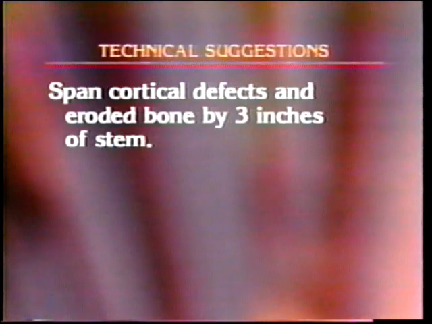One should span cortical defects in eroded bone by the prosthetic device. We've used 3 inches. That's certainly not a hard and fast rule. Another rule is 3 times the distance of the endosteal diameter. Whatever rule that you use, one has to span a major defect by enough metal or prosthesis in order to add stability to the femur so you do not get a fracture about this defect.